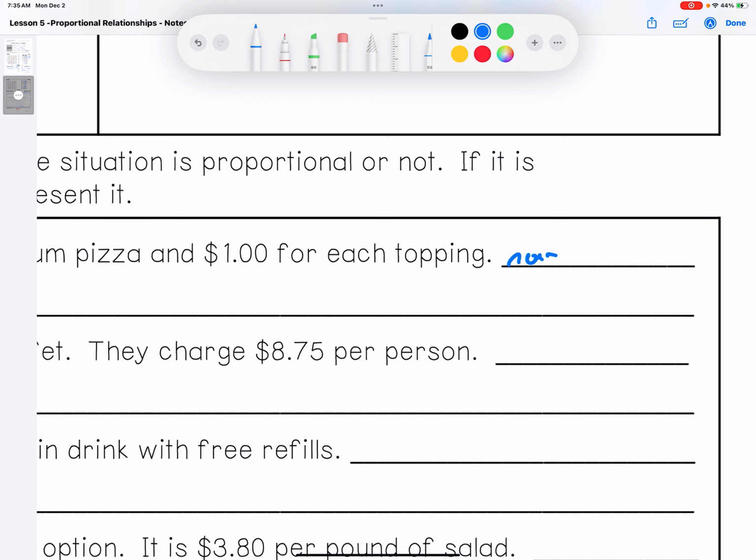Look at that, I still can't spell. My gosh. All right. Here we go.